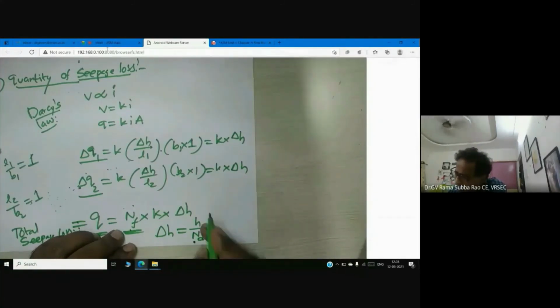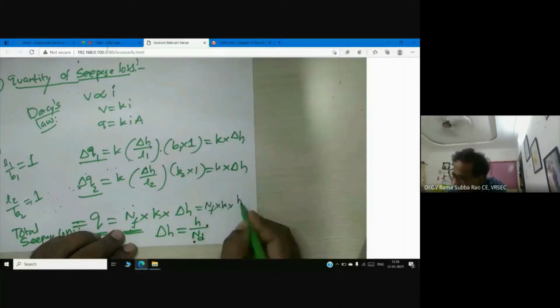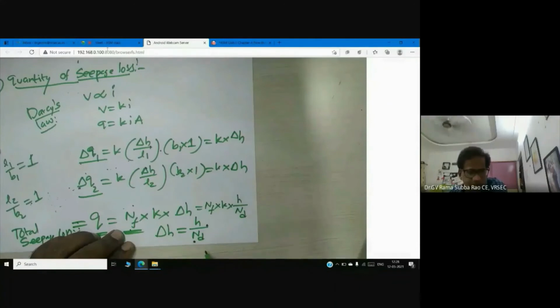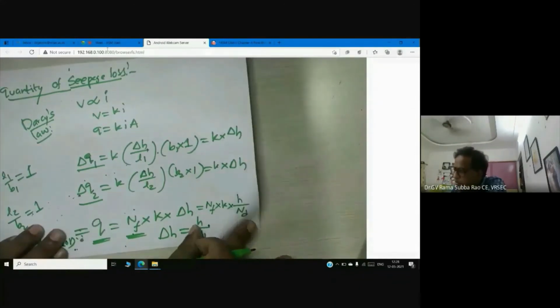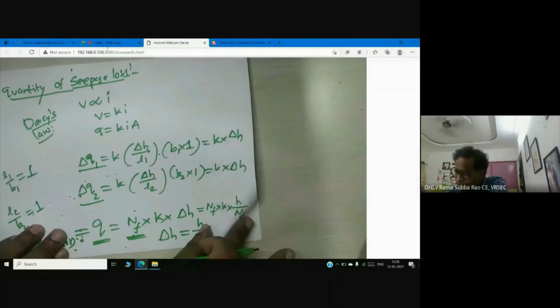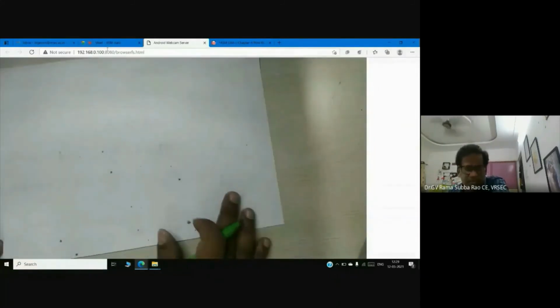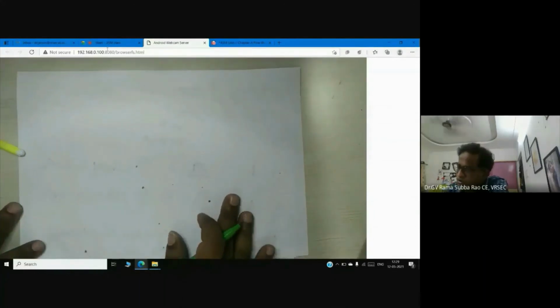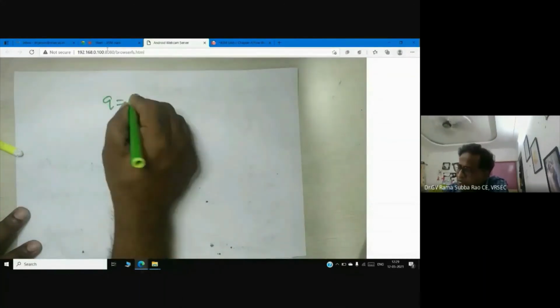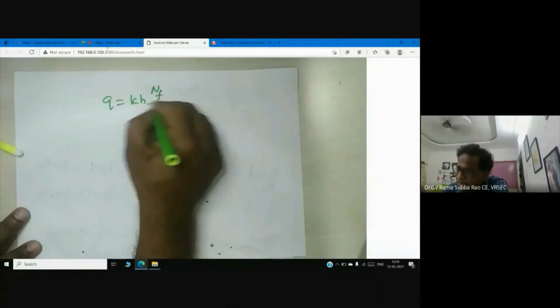Now can anyone help me now? NF into K into H by ND. Now can anyone help me how to calculate Q? So I will go to the next slide. I think next slide means for me, I don't have that kind of facility. I need to turn the page and again I have to adjust the page. So Q is equal to KH into NF by ND.